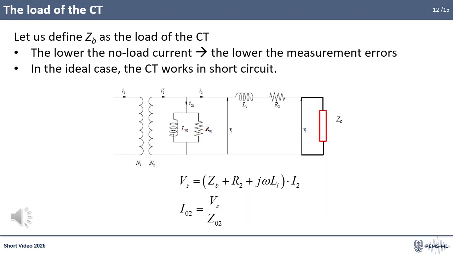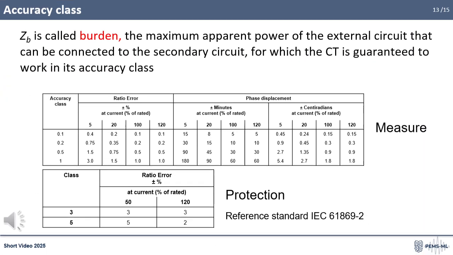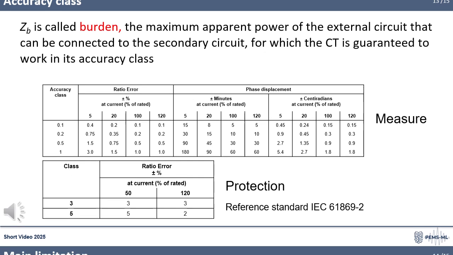Now let us consider ZB as the load of the CT. It can be said that the lower the no-load current, the lower the measurement errors. For this reason, in the ideal case, the CT should work in a short-circuited state. ZB is called burden, the maximum apparent power of the external circuit that can be connected to the secondary circuit, for which the CT is guaranteed to work in its accuracy class. The accuracy class is a synthetic parameter giving the limits of the maximum phase and ratio errors.